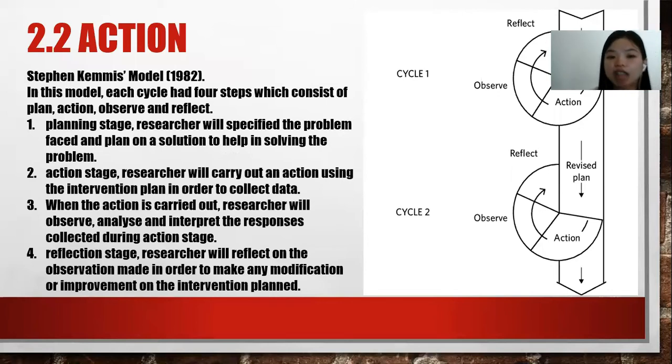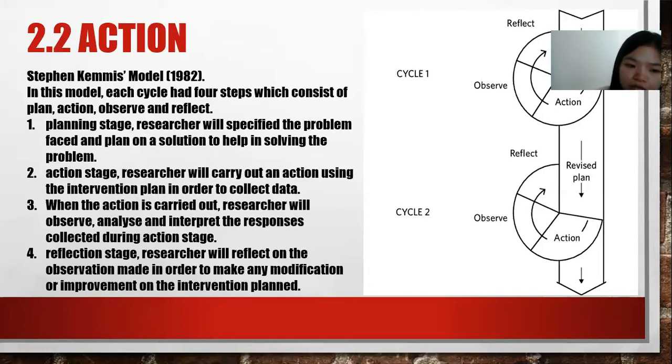So the model I have chosen will be Stephen Kemmis' model from 1982. In this model, each cycle has 4 steps, which consist of plan, action, observe, and reflect. So at the planning stage, the researcher will have to specify the problem faced and plan a solution to help in solving the problem. At the action stage, the researcher will carry out an action using the intervention plan. And the third one will be when the action is carried out, the researcher will observe, analyze, and interpret the responses collected along the action stage.